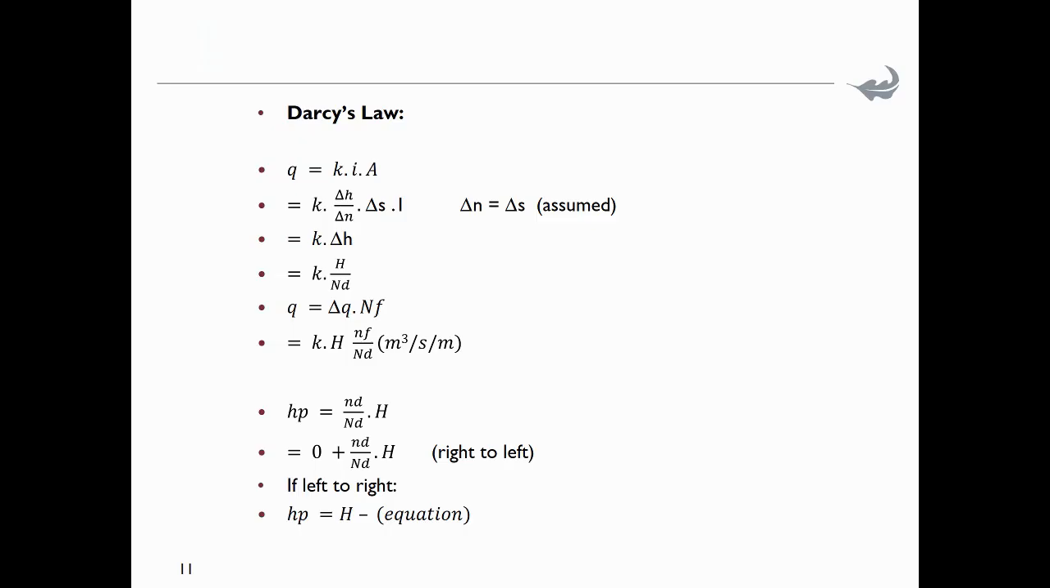HP is ND over total ND times H, and we normally work from right to left, so we start on the right hand side of the dam, and then we work towards the point that we want to determine our flow rate.